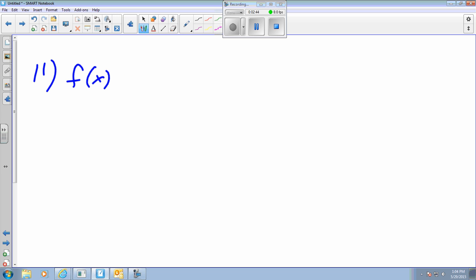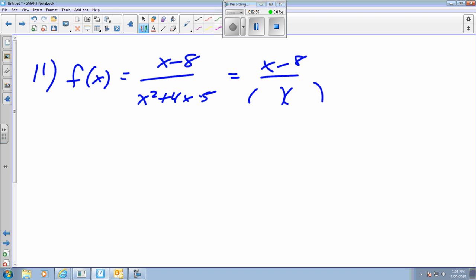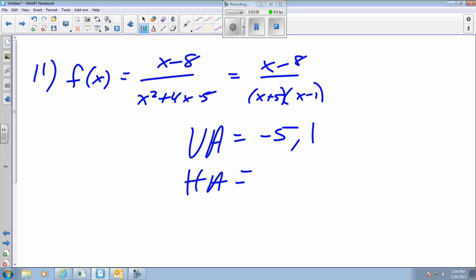They give us x minus 8 over x squared plus 4x minus 5. We have to factor our denominator to help me find my zeros. Factors would be x plus 5 and x minus 1. So I know my vertical asymptotes are going to be where my denominator is equal to 0, at negative 5 and positive 1. We know our horizontal asymptote is going to be at y equals 0, because the power on top is less than the power on the bottom. That gives you a horizontal asymptote.